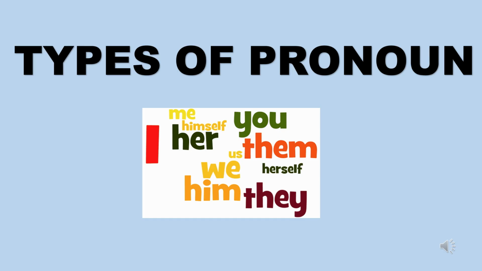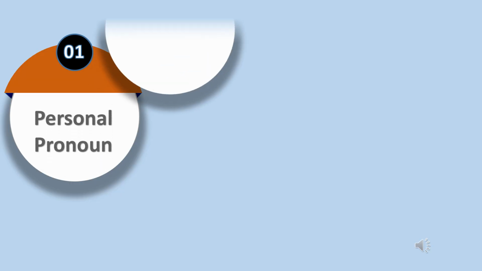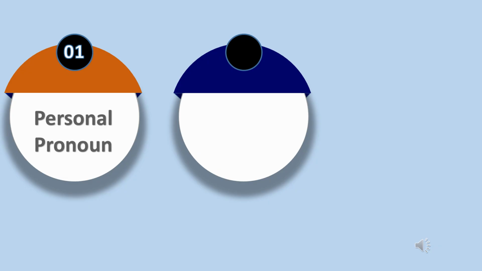Now, let's look at each type of pronoun one by one. 1. Personal pronouns. These are used to refer to specific people or things. Examples include I, you, he, she, it, we, and they. 2. Relative pronouns. These pronouns are used to connect clauses or phrases to a noun. Common ones are who, which, and that.